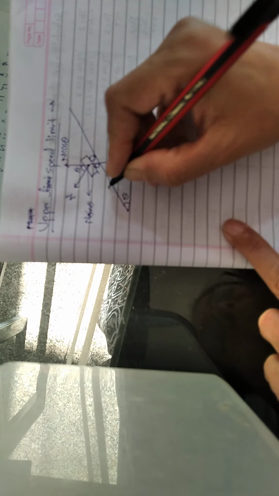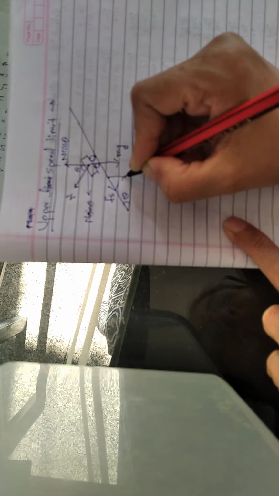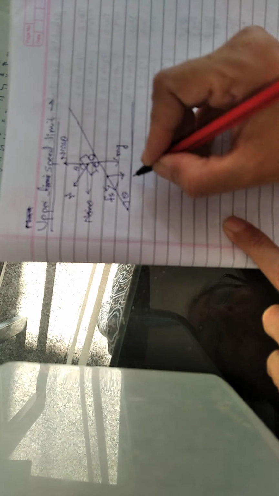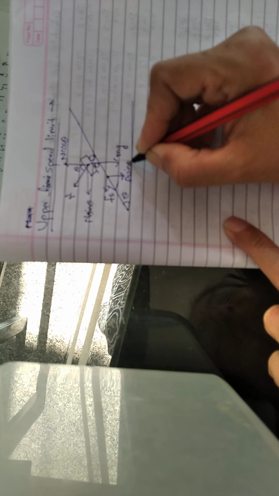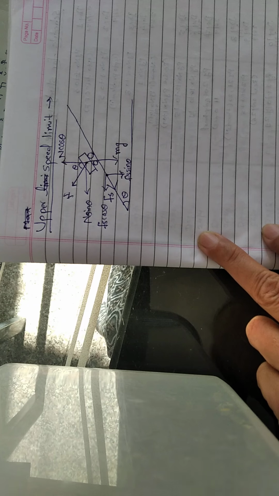So where will be the fs? Vertically downward. Okay, so we have to show the fs vertically downward. Same way we can resolve this fs into two components. Which one? This is the fs sine of theta and this is the fs cos of theta. Okay, fs cos of theta.